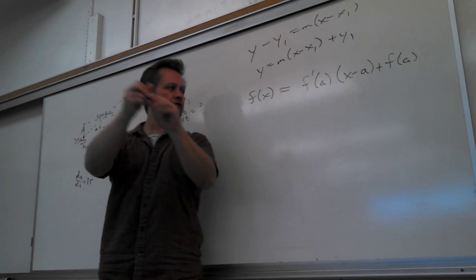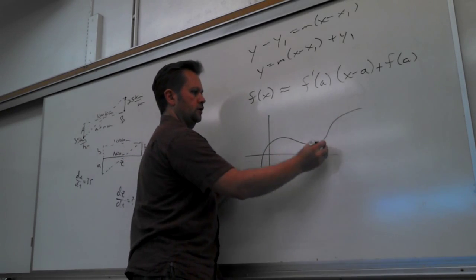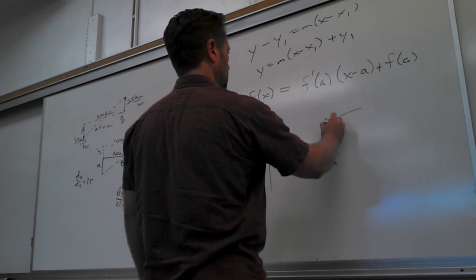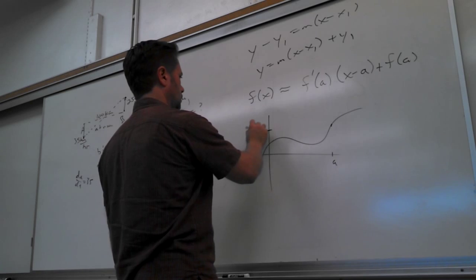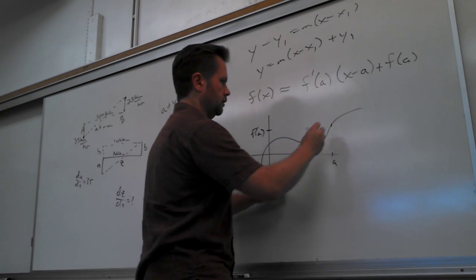As you go a little bit away from A, your function is doing who knows what kind of weird stuff. So here's A, here's f of A, and then here's my tangent line. Let me see if I can do this. That's all the colors you got, Jeff.